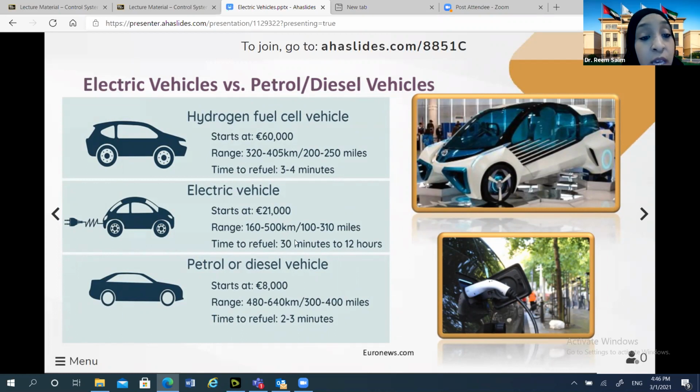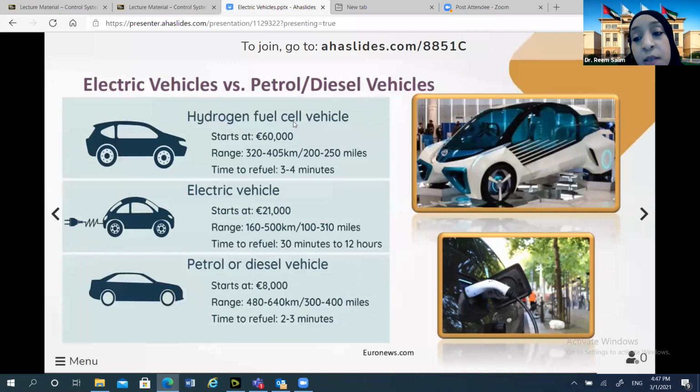However, the charging time, like we said, in order to fuel an electric vehicle is really high. And this is the main disadvantage of having a plug-in electric vehicle. It can take you from 30 minutes to up to 12 hours to actually charge your car. However, when you refuel your petrol or diesel vehicle, 2 to 3 minutes, that's the maximum it takes. It's a very similar range in the hydrogen fuel cell car, 3 to 4 minutes, that's what it takes you to fuel your car, but it gives you a very good range of mileage compared to electric vehicles and petrol or diesel vehicles.